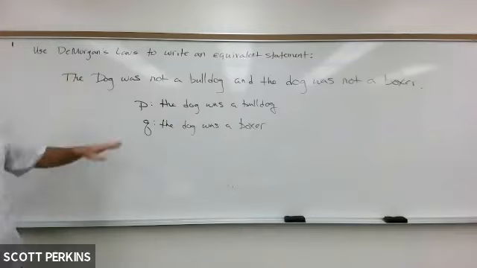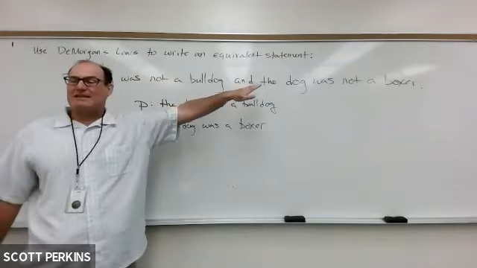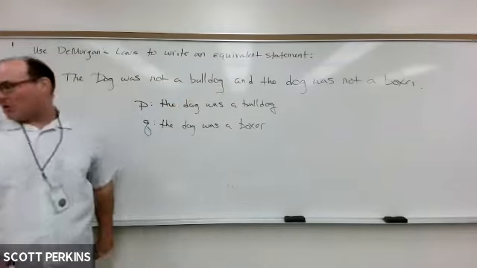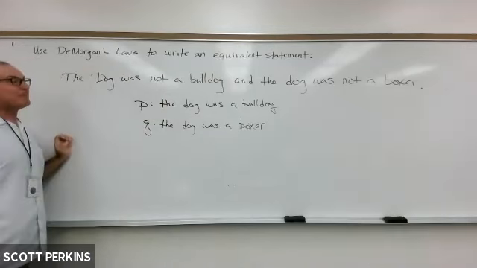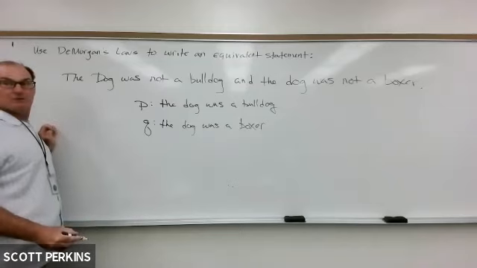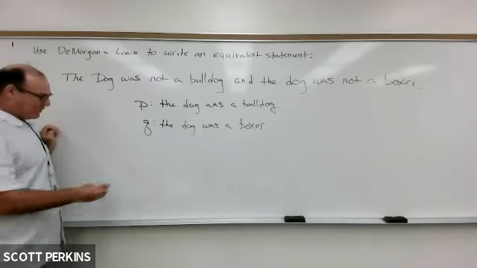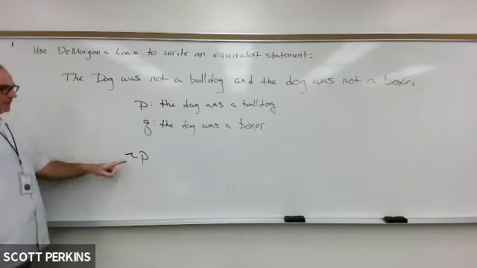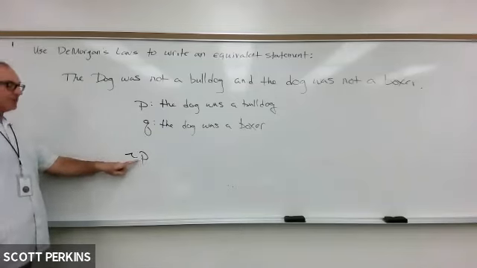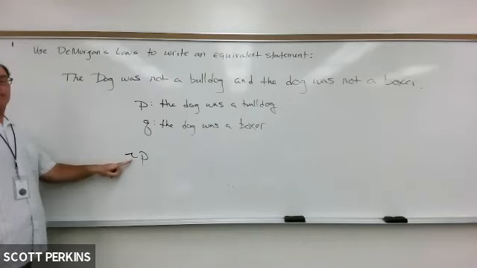Step two is I'm going to take the statement that I was given. I'm going to write it symbolically. Okay, I can do that. Well, the dog was not a bulldog. What is that symbolically? Okay, P and a squiggly. So I'm gonna put the squiggly first, squiggly P. Okay, the P, remember, statement P is the dog was a bulldog, the squiggly says not.